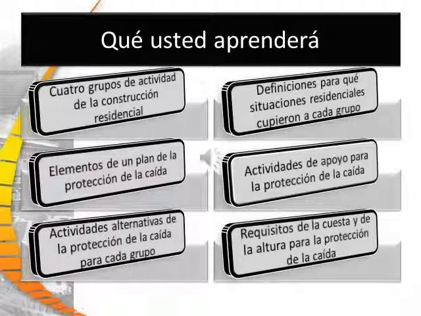What you will learn: four groups of residential construction activity, elements of a fall protection plan, alternative fall protection activities for each group, definitions of what a residential situation fit for each group, supportive activities for fall protection, slope and height requirements for fall protection.